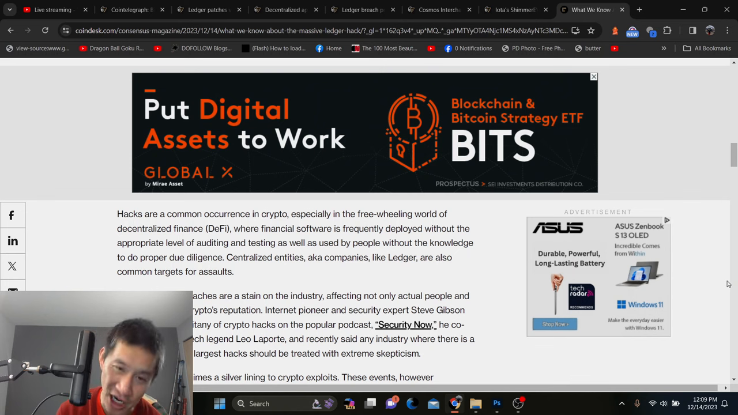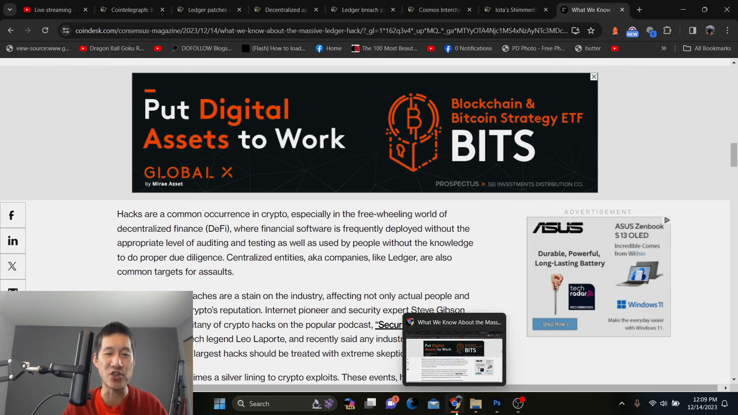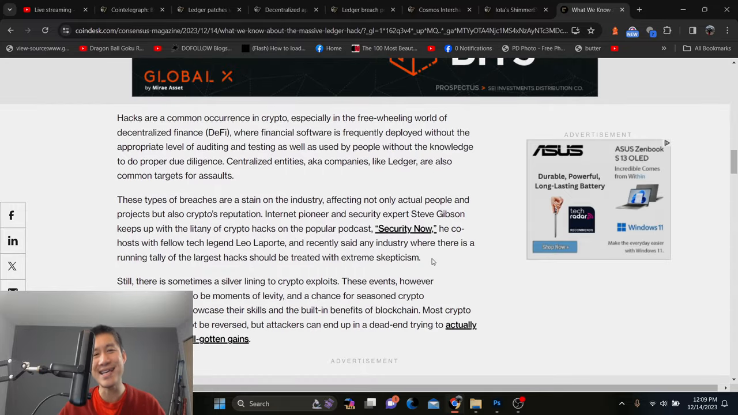Hacks are common in crypto, obviously, especially in the freewheeling world of decentralized finance. Although I will say most of them have been bridges and not really the actual application, where financial software is frequently deployed without the appropriate level of auditing and testing, as well as used by people without proper due diligence. And let me remind you, many of those smart contracts are purposely written to have backdoors because, well, people want to take advantage of other people and take their money. These are a stain on the industry and, of course, affect crypto's reputation, but it is a consequence of a decentralized, unregulated system, which, you know, most crypto advocates favor.